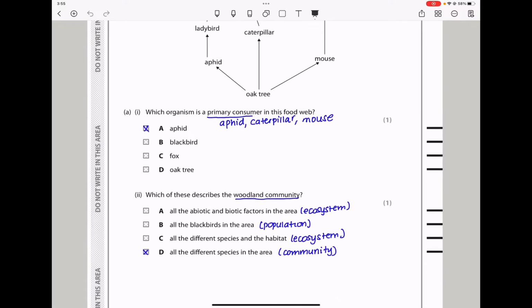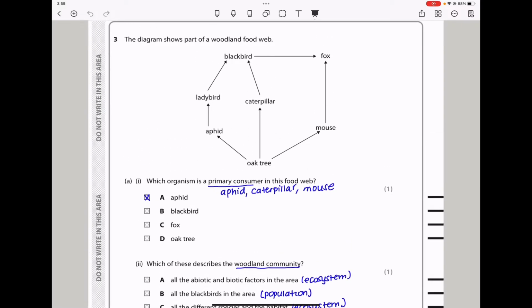So we look at the possible examples. There is an aphid, there is no caterpillar and no mouse, so I'm going to go with the aphid. Therefore, my answer is A.